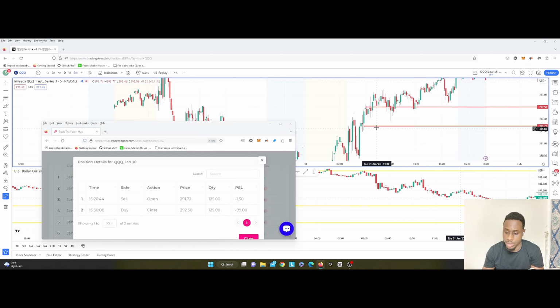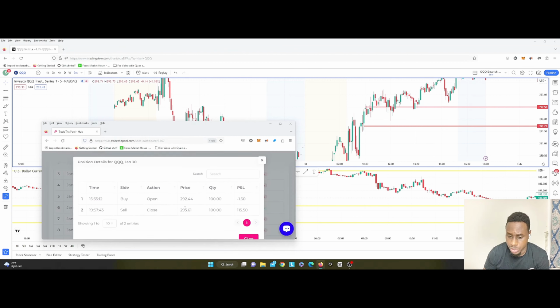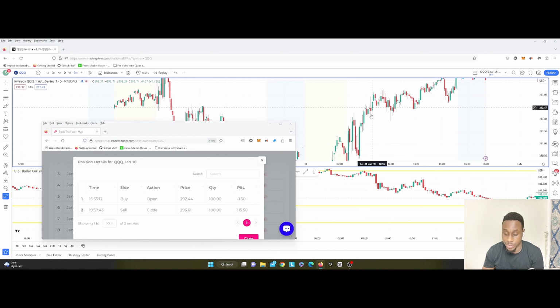So this is where I entered to the sell side on this trade, and this is where I got stopped out for a loss of 99 there. And then the final trade was a buy trade. Right after then I could see that the trend for the market was bullish, but bearish on the dollar, and I could just ride this for the rest of the day.